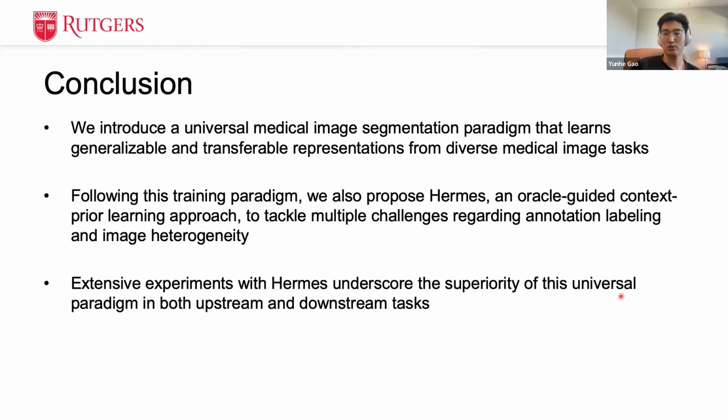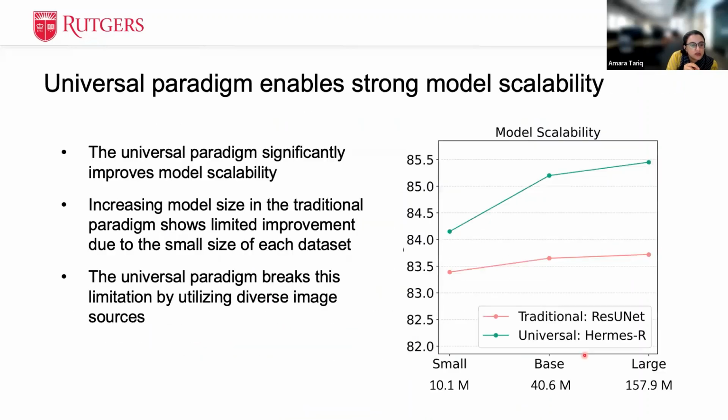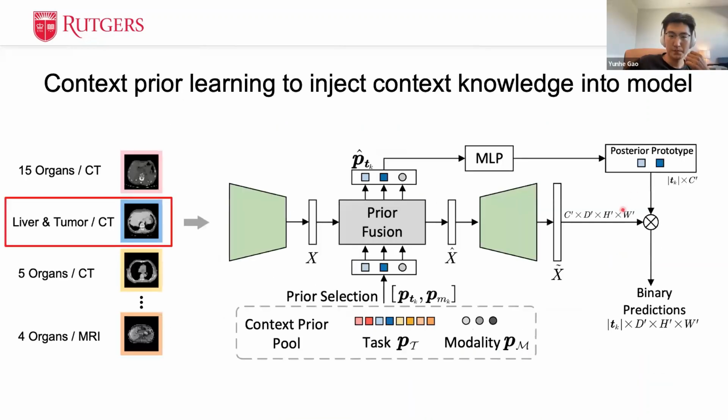So to conclude, sorry, is it the visualization of the prior, or is it like the GradCam on the input slice? It's actually like this. So we visualize the posterior on this. We compute the similarity between the posterior prototype and the feature map here. So the higher similarity means a higher activation.